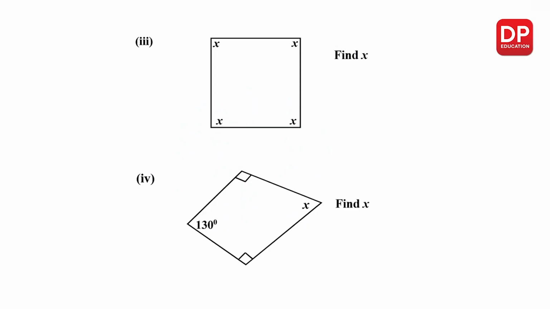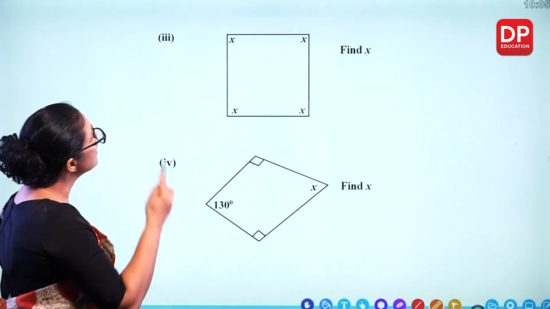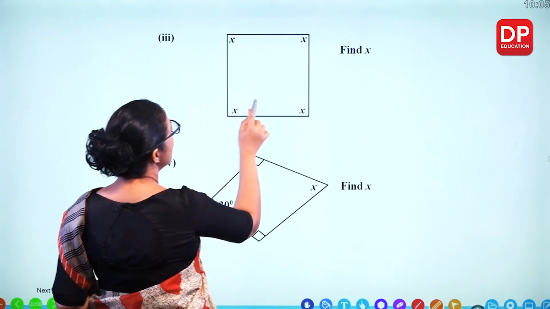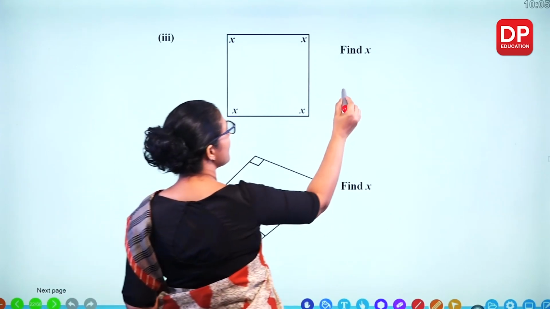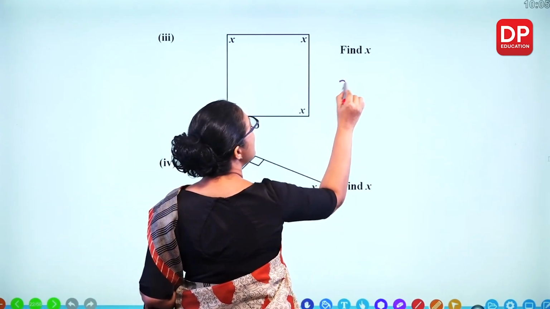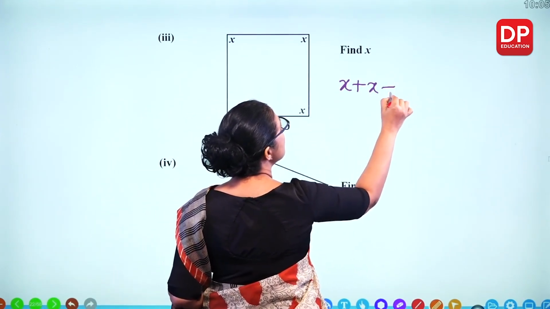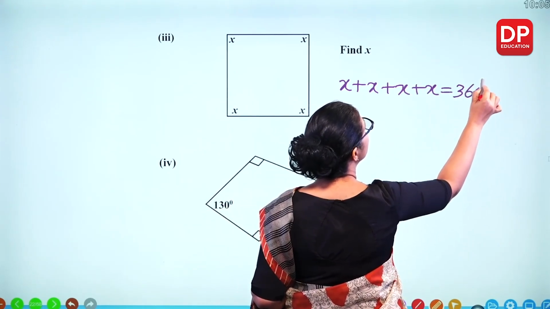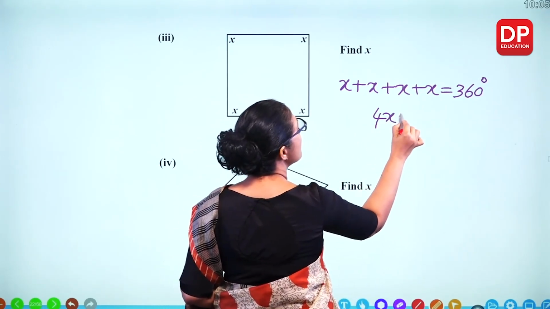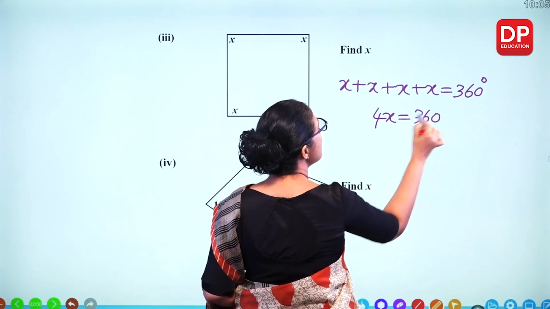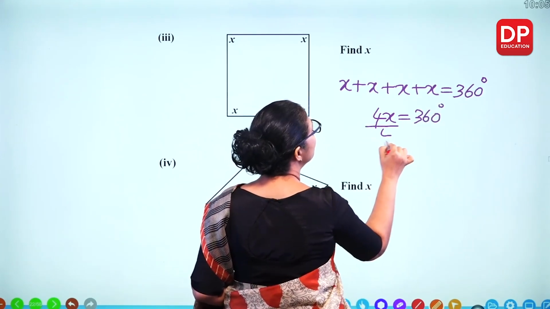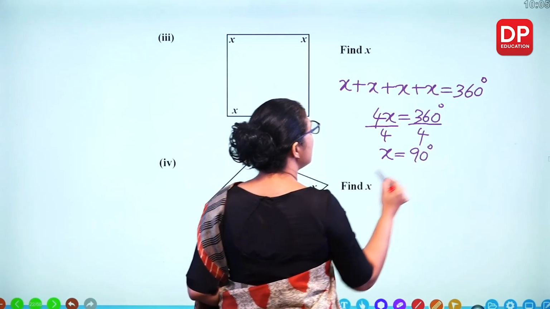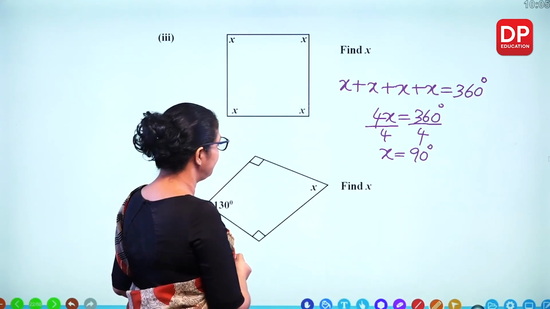This is a quadrilateral. All four angles are equal. This is a square. So we can add all angles. That's equal to 360. So 4x equals 360. Divide by 4. You get x equals 90 degrees.